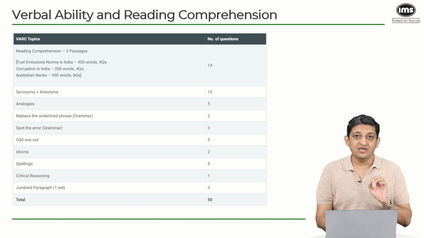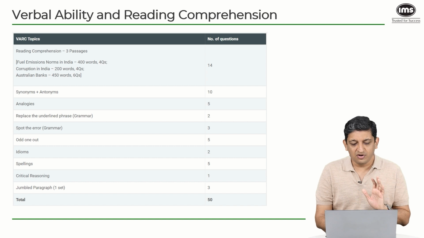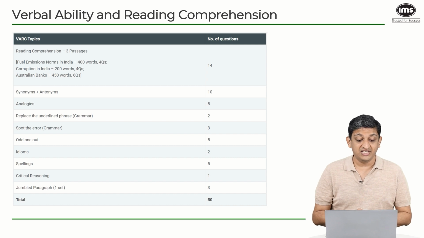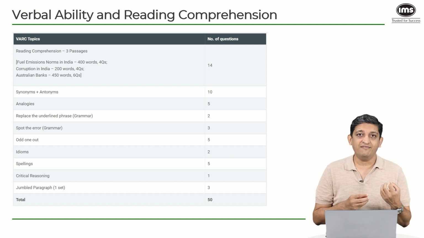In terms of the grammar-based questions, you had questions which were expecting you to replace the underlined phrase or spot the error in a particular statement. So these were the kind of questions that were there. There were also a few questions on critical reasoning, and there was 1 question on critical reasoning rather, and 3 questions that were based on jumbled paragraphs, right? So we had one set here.